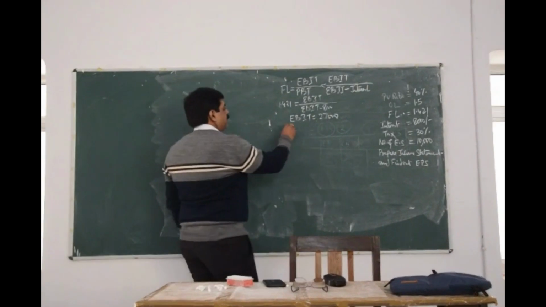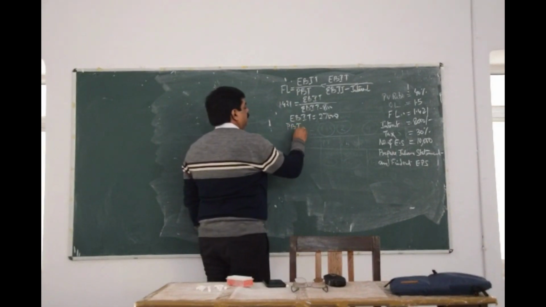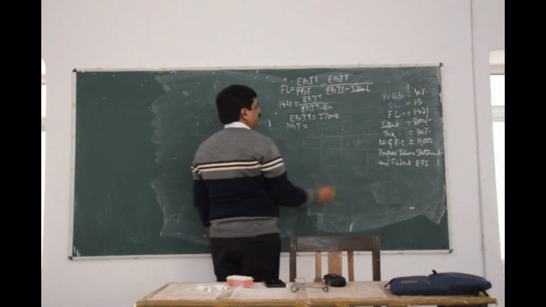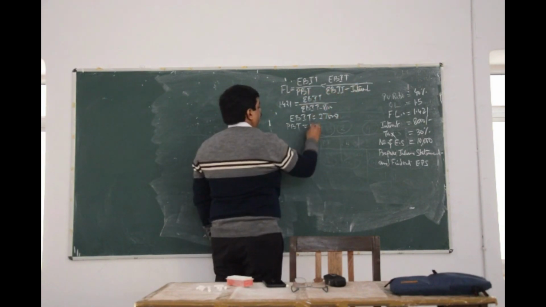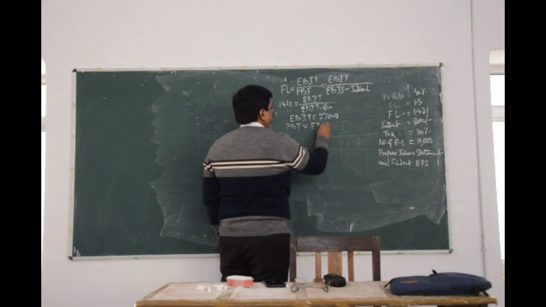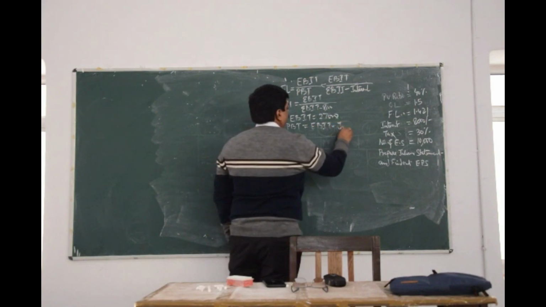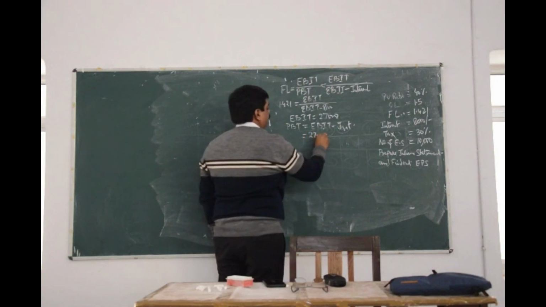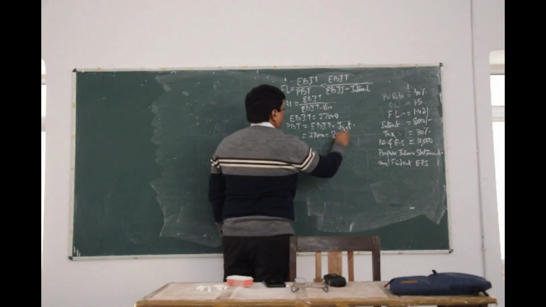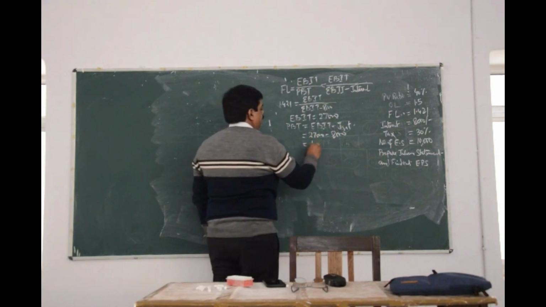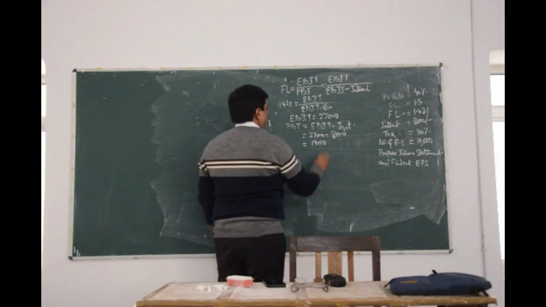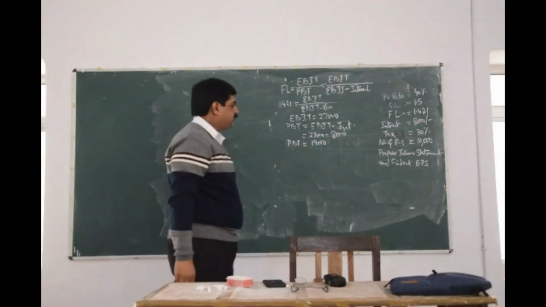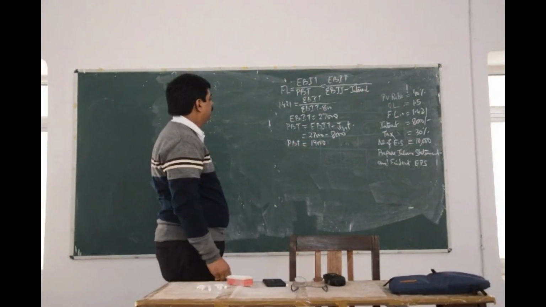Now PBT. PBT can also be calculated because PBT means EBIT minus interest. EBIT is 27,000 and interest is 8,000. That means 19,000 is the PBT. Right? This information we have calculated.